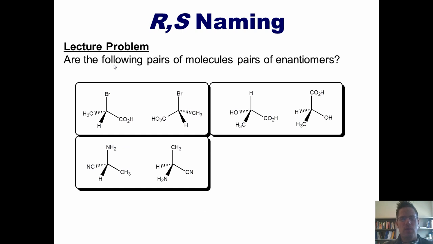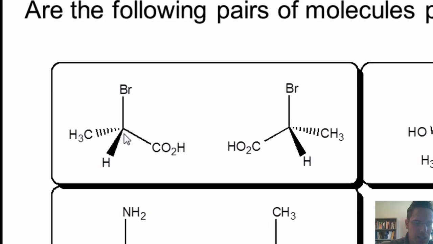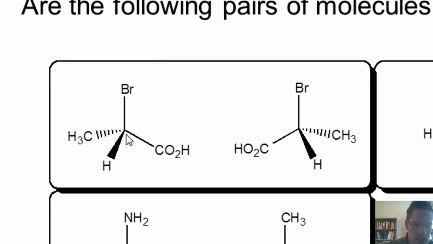So this brings us to another series of questions. Are the following pairs of molecules pairs of enantiomers? Can we do this? Well, the best way to do it is one at a time to assign each stereocenter in each molecule as being R or S. Let's begin by looking at this molecule over here. My stereocenter is located right here in the middle. It's bonded to a bromine, a carbon, a hydrogen, and a carbon. Which of those has the highest atomic number and hence the highest priority?